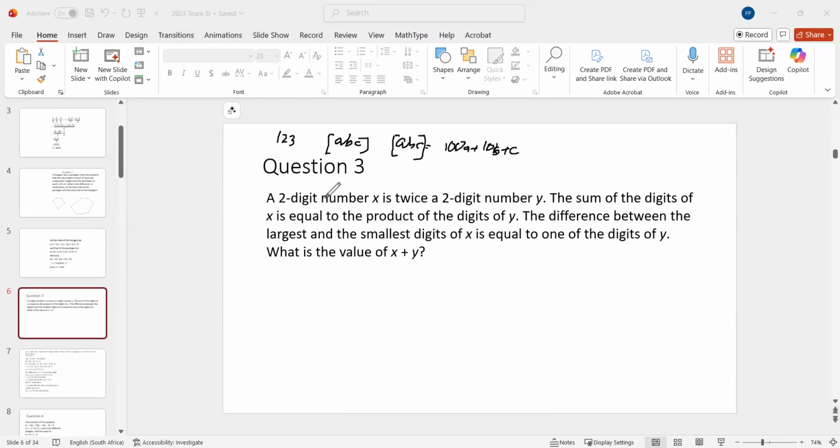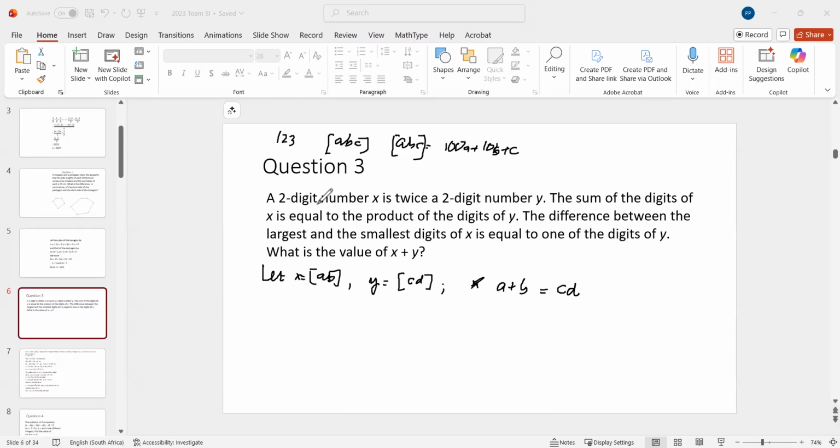Okay, so you've got a 2-digit number x. Let x be equal to the 2-digit number, let's call it [AB]. And y is also a 2-digit number. It's given that the sum of the digits of x, the digits of x are a plus b, is equal to the product of the digits of y.